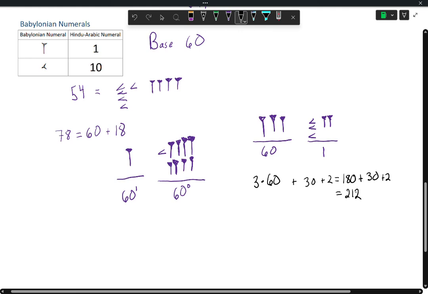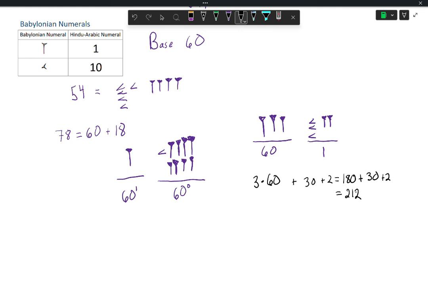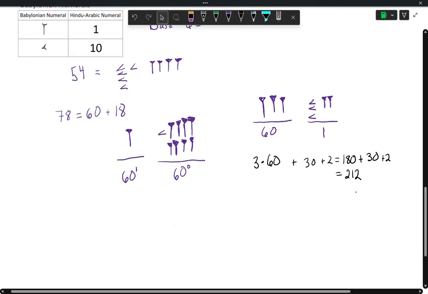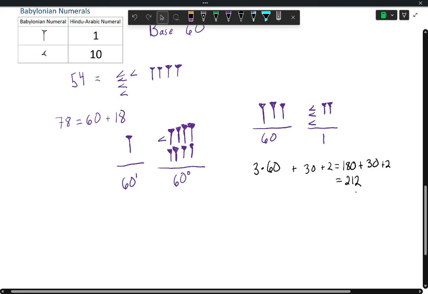Now you may wonder, why are they regrouping at 60 rather than at 100? Well, one nice thing about 60 is it has a lot of factors. It can be divided by 2, 3, 4, 5, 6, 10, 12, 15. And so this actually helped with fractions, something the Babylonians were one of the first civilizations to come up with a good system for. Now let's do one more of these, and then I think I'll do a separate video talking about how we go from Hindu Arabic numerals to Babylonian.